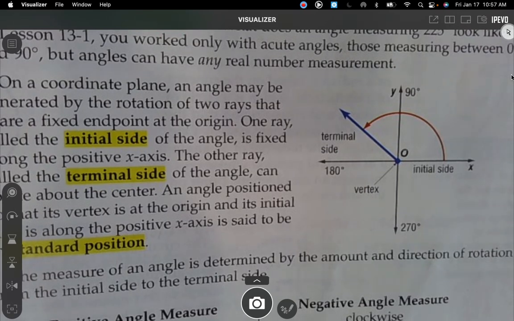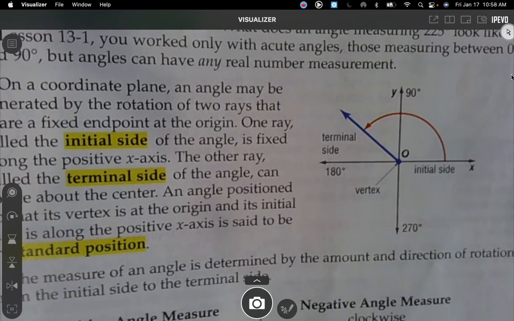Okay. I think I still have a couple more. So you draw under the initial side, right? So yeah, if it's negative, you're going to go backwards. Kind of like a number line. If you're going positive, you go to the right. But if you're going negative, you go the other way. So like the 270 would be your 90. Yes, that's right.